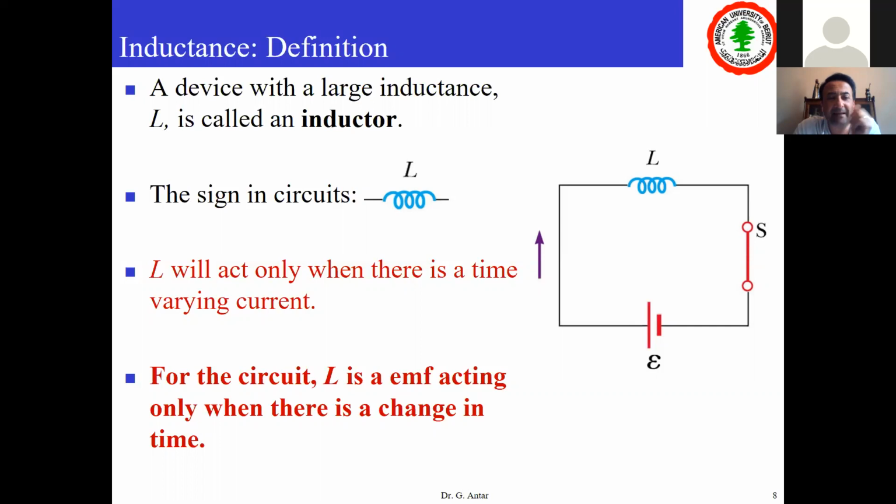And here, as I said, L will act only when there is a time varying current. This does not mean that L is defined only when I have a time varying current. I can define L, I can find it, it's a constant, as we will see. Like for the capacitance, we saw that for 2 parallel plates I have C equal epsilon 0 A divided by D. It's defined, but it does not mean it's going to play a role. L will be defined, but it does not mean that L will be playing a role.